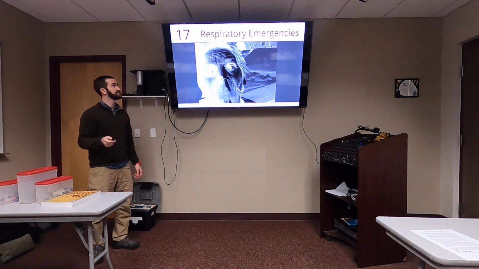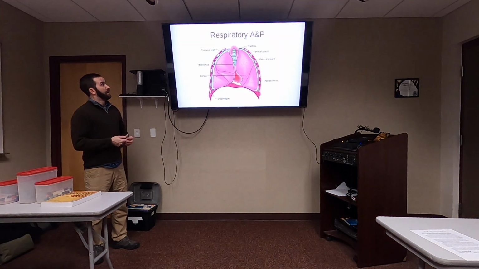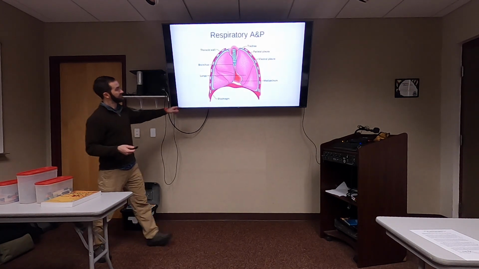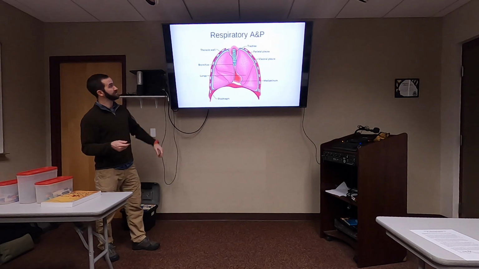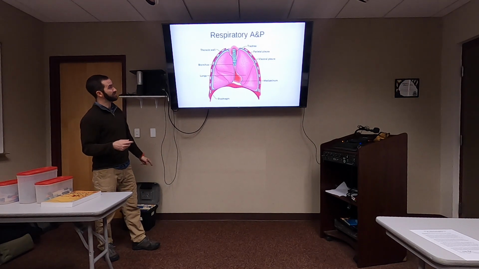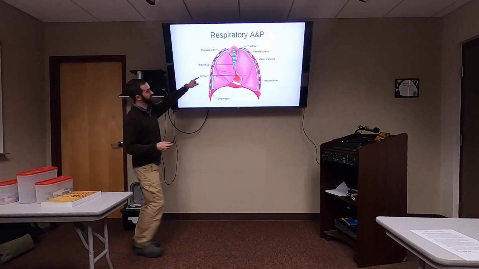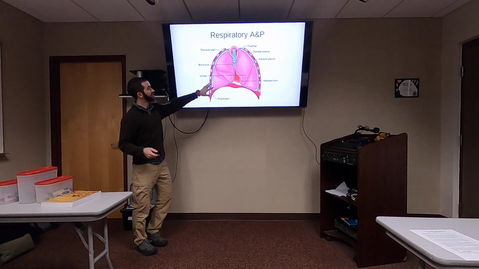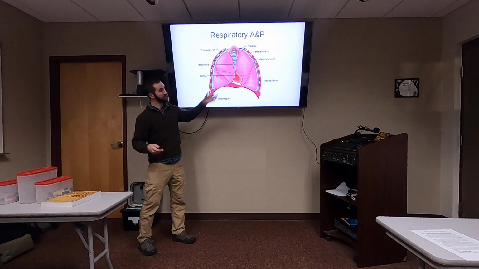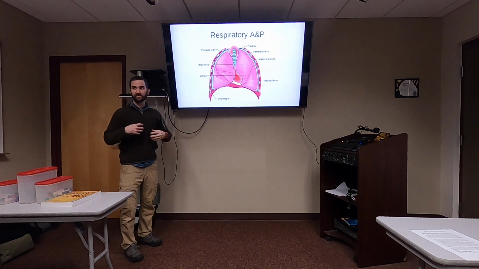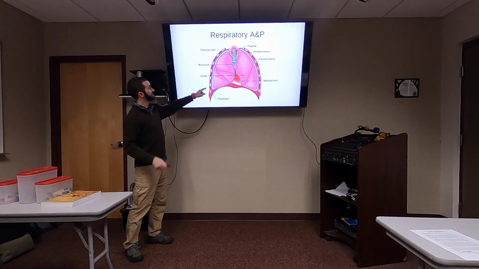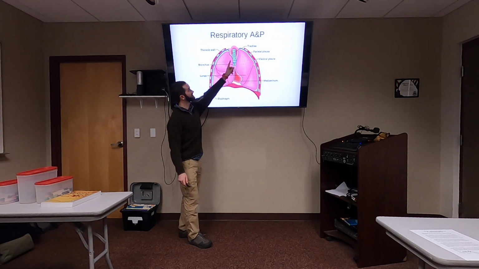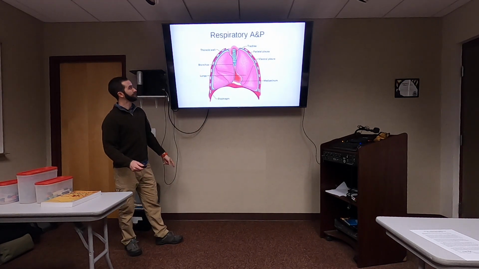Respiratory emergencies. Just a little review, anatomy and physiology, diagram of your lungs. So your lungs are surrounded by these pleura. The visceral pleura is kind of wrapping your lungs, and you can think of that as around the organs, versus your parietal pleura, which is the lining of the inside of the chest cavity more.